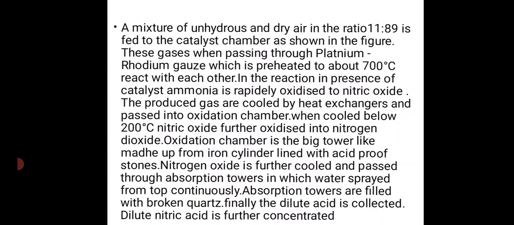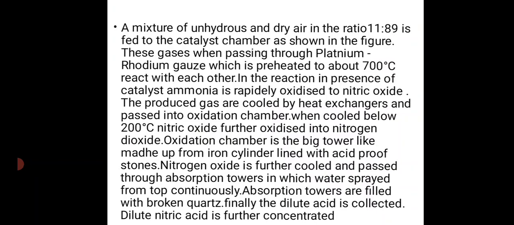The oxidation chamber is a big tower made up of an iron cylinder lined with acid-proof stones. Nitrogen oxide is further cooled and passed through the absorption tower, in which water is sprayed from the top continuously. Absorption towers are filled with broken quartz. Finally, the dilute acid is collected.